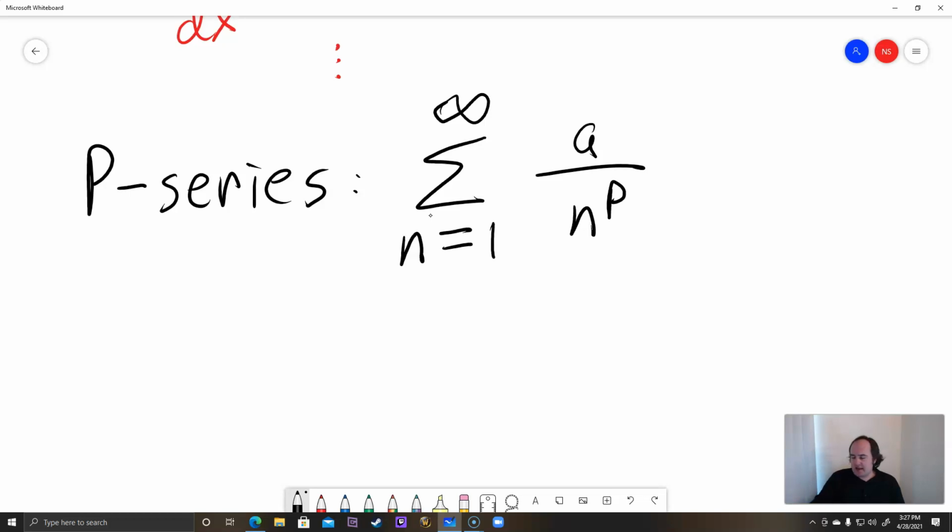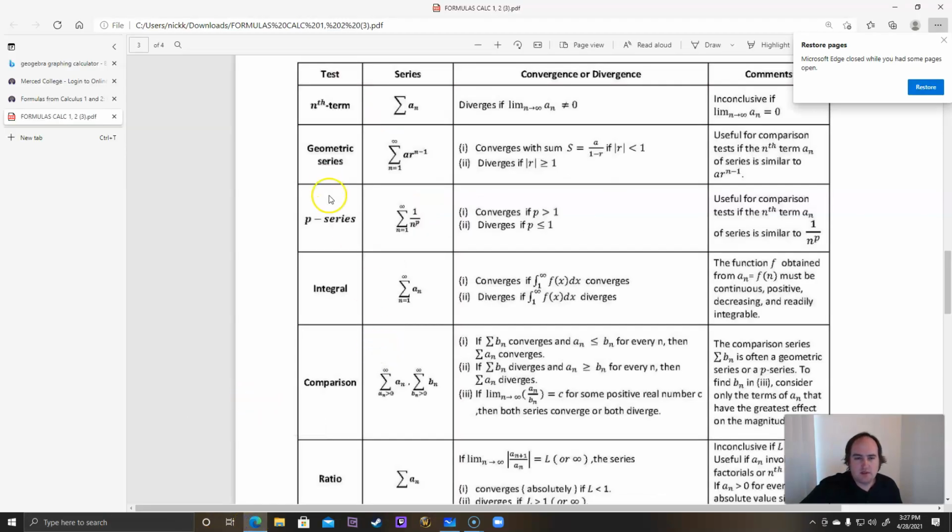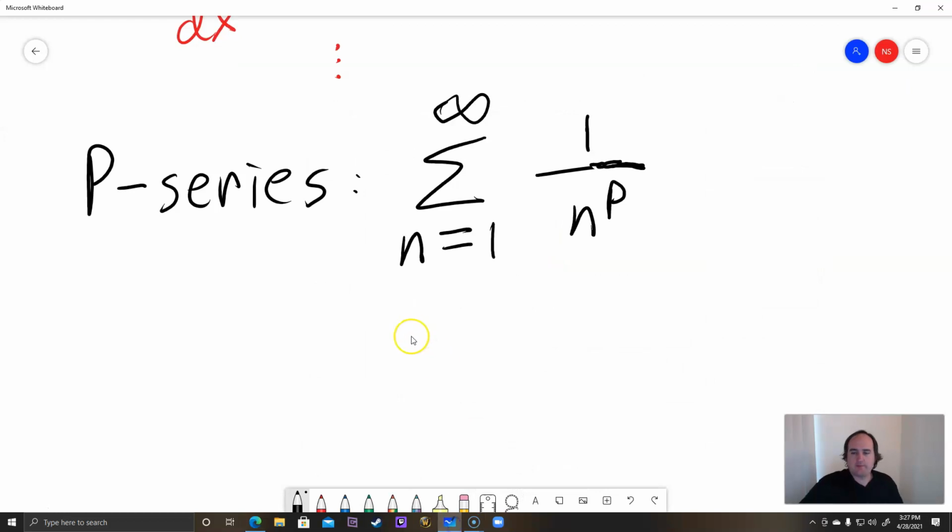And it doesn't have to be a over n to the p. It could just be 1 over n to the p. In fact, it's usually 1 over n to the p. In fact, I'll just leave it that way. But it can also be any constant over n to the p, and it'll still work. So it turns out that with P-series, once again, you can look on your formula sheet. It's in there. So with P-series, the sum from n equals 1 to infinity of 1 over n to the p converges if p is greater than 1, and it diverges if p is less than or equal to 1.